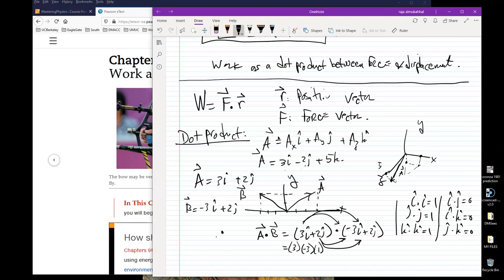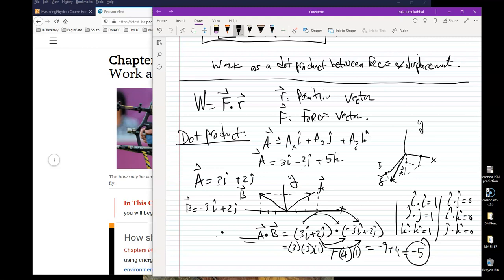Got that so far? Now let's do i and j. They're going to be 0, so we don't need to write it down. And then 2j dot minus 3i, that's also 0 because j and i are 0. So the only one surviving is 2j dot 2j, which makes it what? 4, 2 times 2 times 1. So the final answer is 3 times negative 3, which is negative 9, plus 4, so that's just minus 5. There we go, the dot product is equal to minus 5.